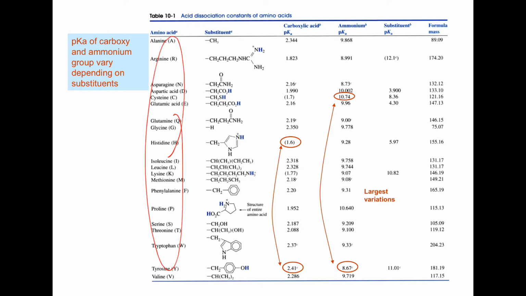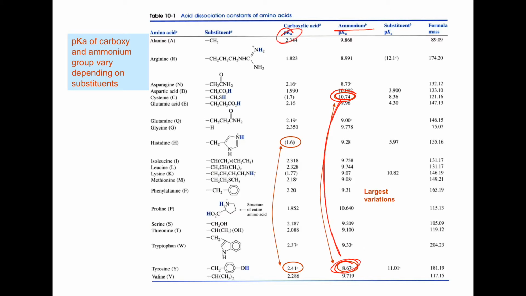Here we have our amino acids, and then we have the pKa of the carboxylic acid group and the pKa of the ammonium group. And to look at the variation here, for the ammonium group, the highest pKa on this list was 10.7, the lowest one is 8.67. That's about 3 pKa points here.